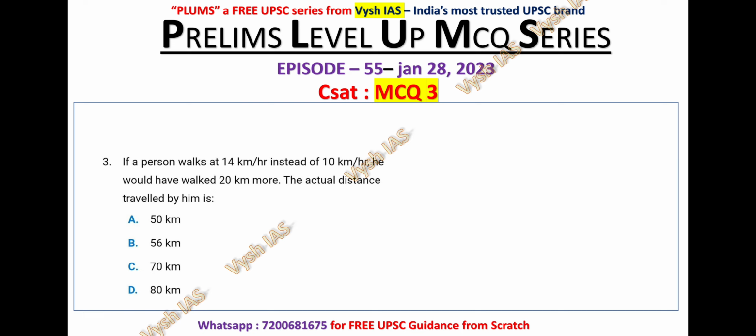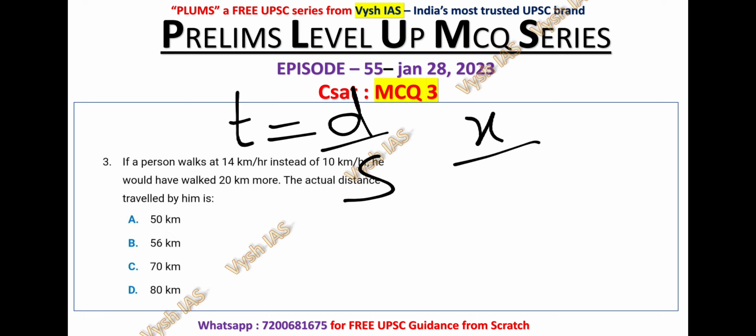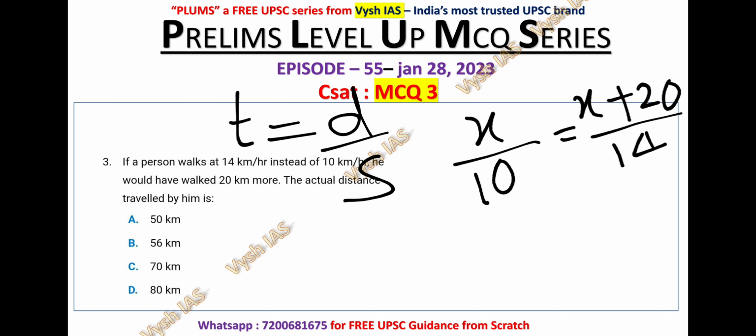So in the first case, as we know, time is equal to distance by speed. In the first case, distance is nothing but, let's take the value as x. The speed in the first case is 10. In the second case, he is walking 20 kilometers more than the first case. So x plus 20 by 14, the speed he is walking with. So the actual distance travelled by him is nothing but the value of x. So we have to find the value of x.